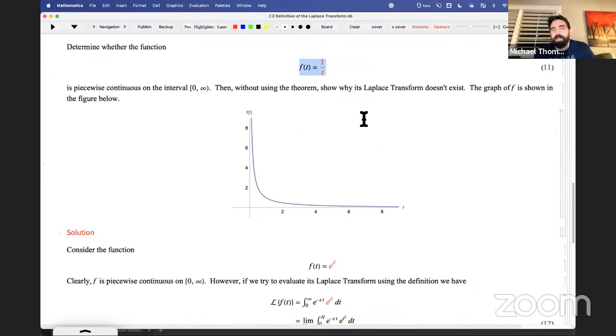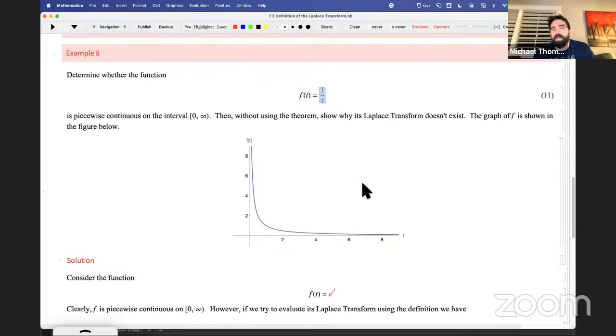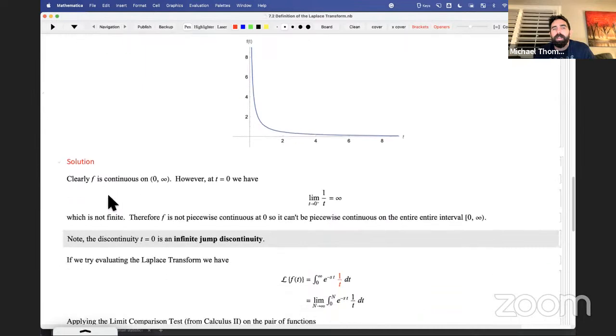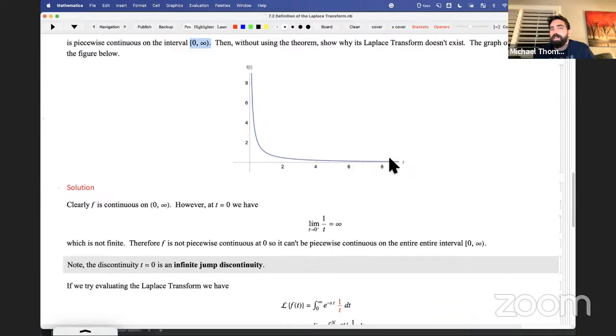All right, let's see this one. What about 1 over t? We're going to determine whether it's piecewise continuous on 0 to infinity, including 0. All right, and then without the theorem, we're going to show why its Laplace transform doesn't exist. So let's first check piecewise continuity. So it's pretty clearly continuous everywhere. The only point in contention would be right here at 0. Okay, so really that's the only point you have to check.